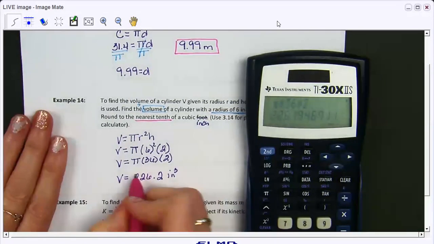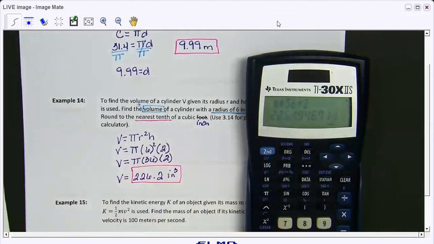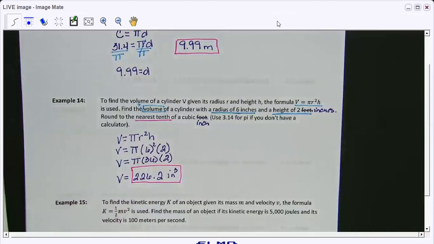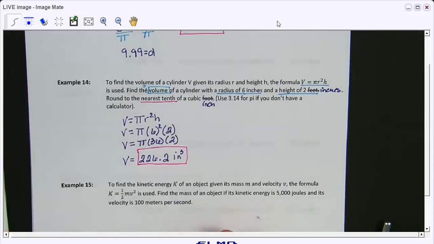Any questions on that one? All right. Yes. Did you multiply by 2 as well? Yes, I did. Okay. All right, do 15 on your own, the whole thing, and then we'll come back and check it.